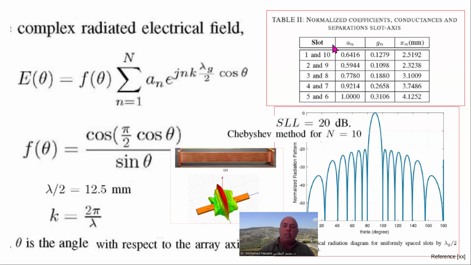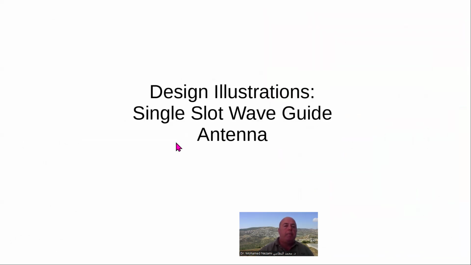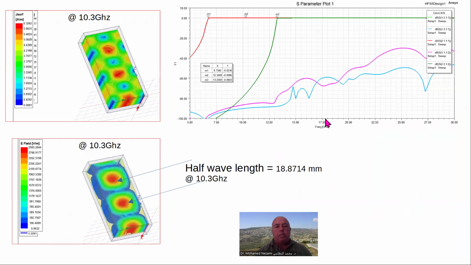And of course, in this case, this is 10 slots. You can see that half of the slots are the same as the other half. So there are only 5 unique values. Otherwise, the other half is exactly the same, okay? All right, so let's start out with a design.